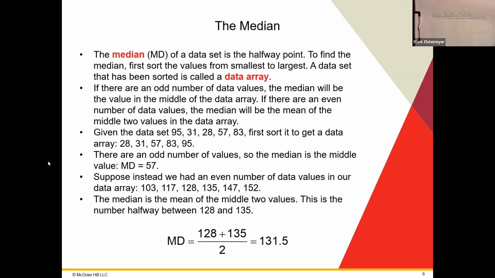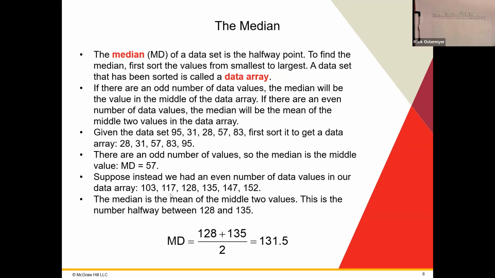We can see this small data set has a size of 5 observations. And so the median literally would be 57, which is the physical middle data value of the data set, because we have 2 observations to the left of 57 and 2 to the right.